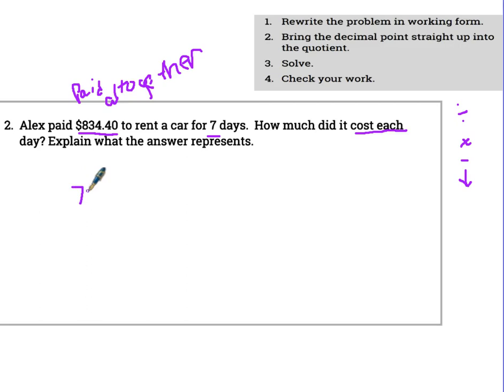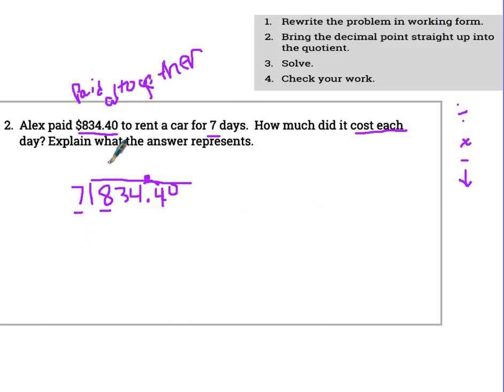So I'm going to write my problem in working form. 7, and I'm dividing it into $834.40. Okay, again, I don't have a decimal in my divisor, but I do have a decimal in the dividend. According to my success criteria, I'm going to write that decimal point in the quotient. So I'm going to put that there now so I don't forget about it after. And now I'm just going to divide.